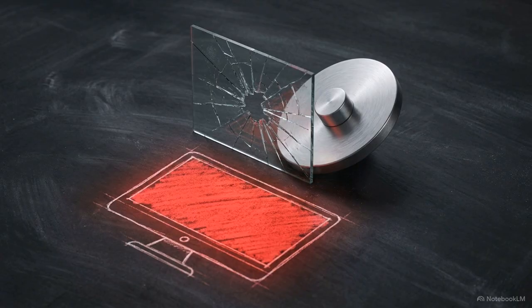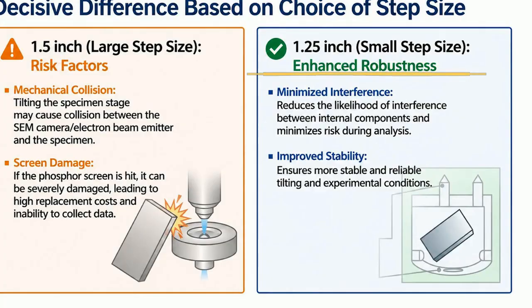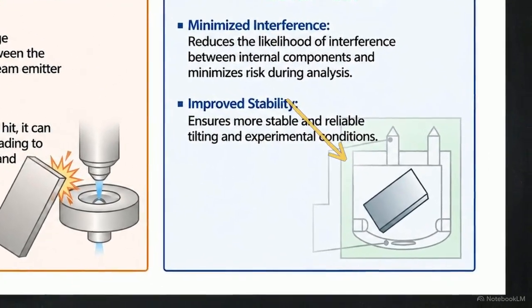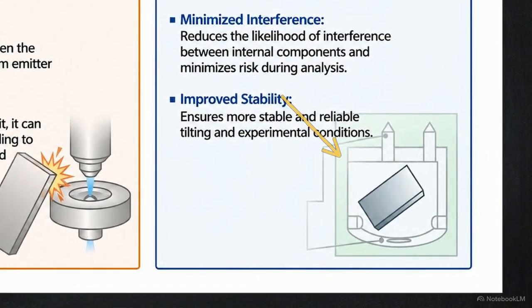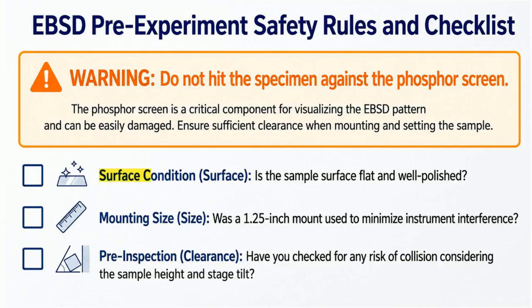A mechanical strike to the phosphor screen requires total system shutdown, high replacement costs, and an immediate halt to all lab operations. The engineered solution is simple. Enforcing the use of 1.25-inch mounts limits the physical sweep of the sample, providing the necessary clearance between the stage and the detector. Before pulling a vacuum, operators must physically verify that the sample surface is entirely flat and confirm the Z-height clearances to ensure the specimen cannot strike the phosphor screen.